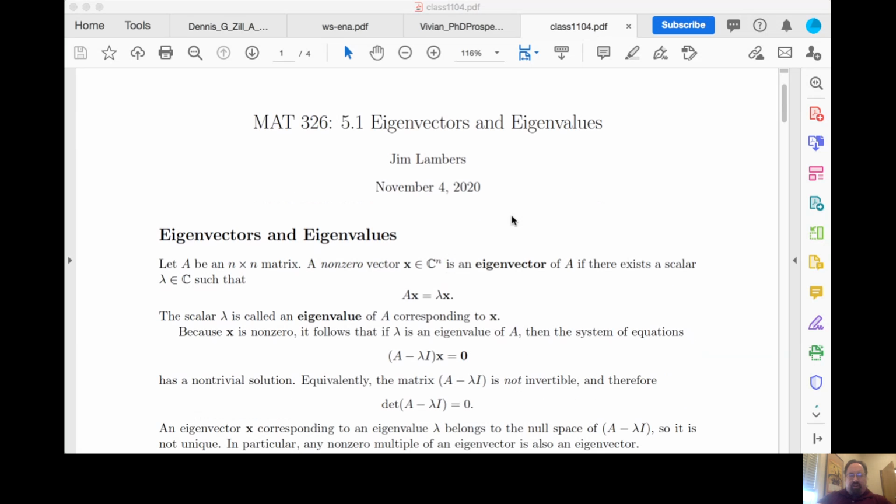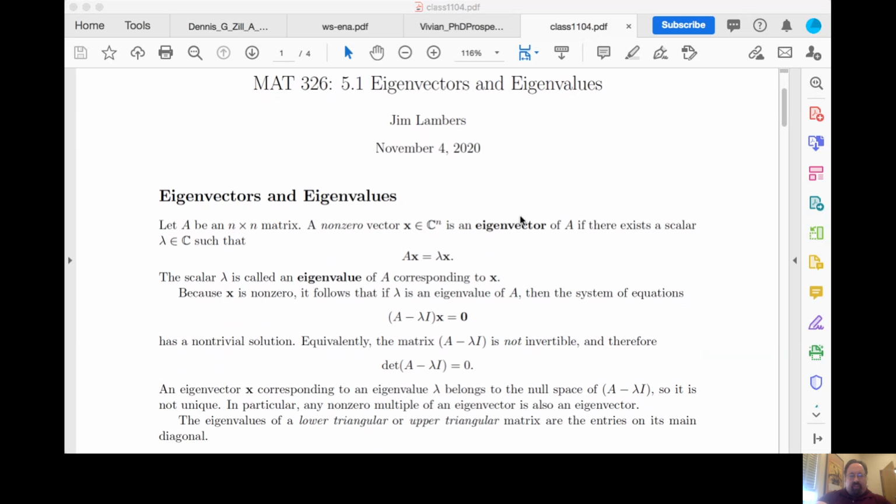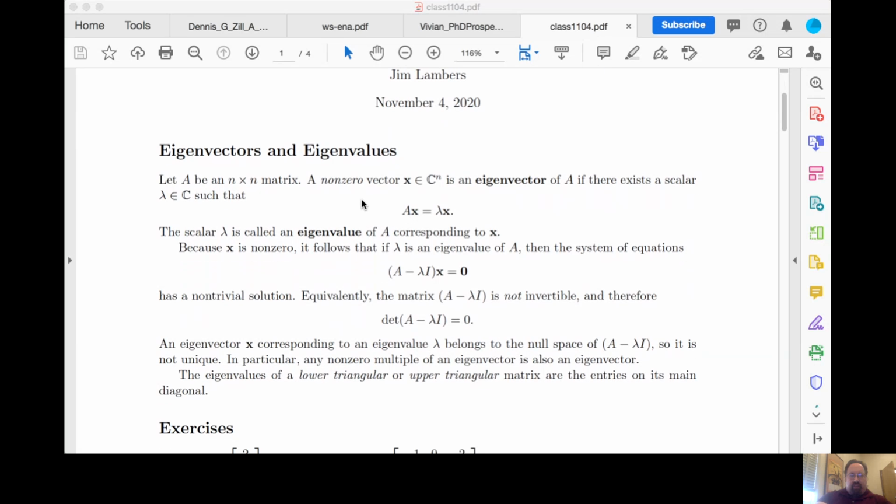So what we're learning about in chapter 5 is eigenvectors and eigenvalues. First I'm going to define those things. What we're dealing with is a square matrix, so A is an n by n matrix. If you have an equation satisfied of this form, where x has to be a non-zero vector, that's extremely important. x is a non-zero vector, and lambda is just a number.